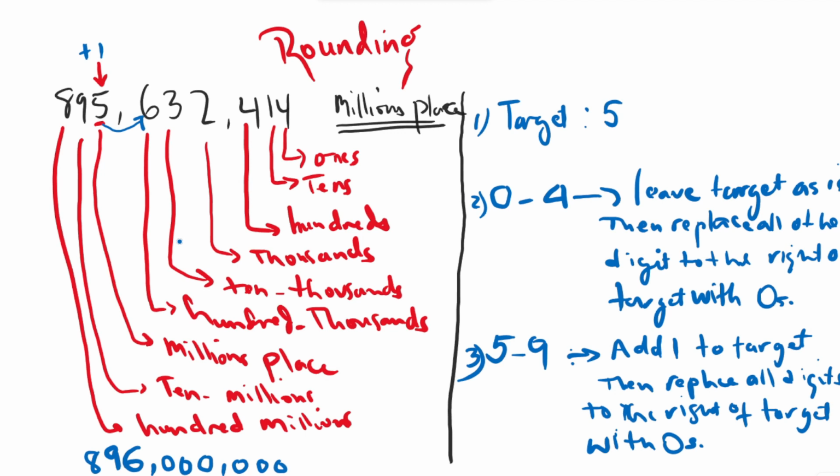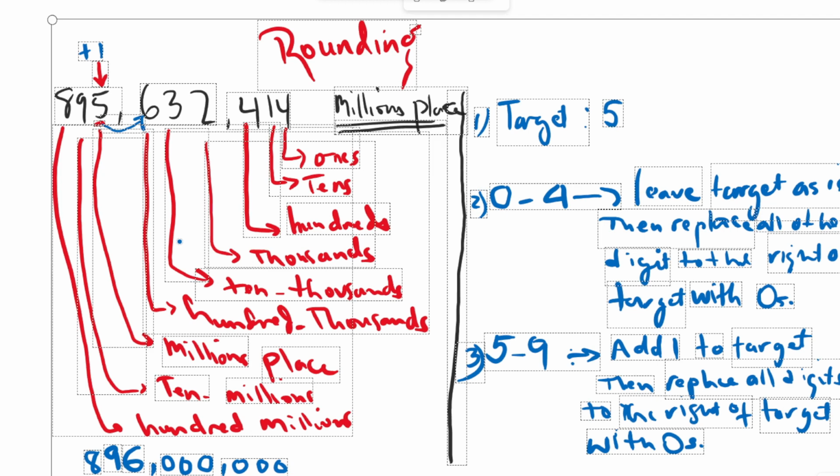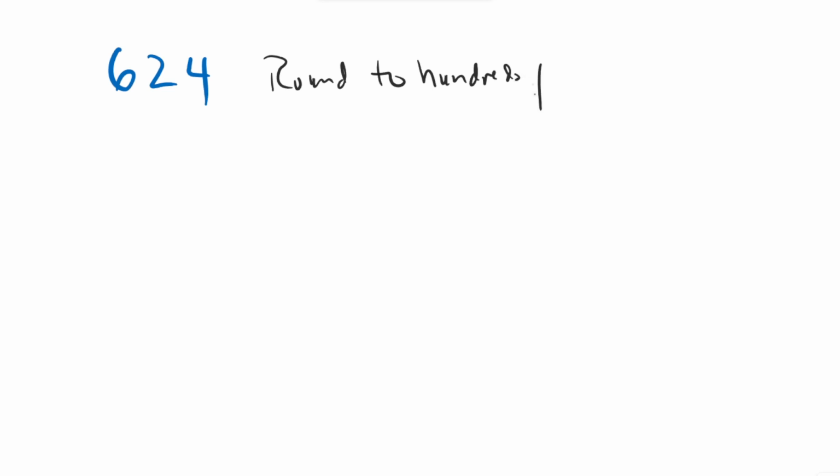So let's go and do another one. For example, let's say I give you 624, and they want us to round this to the hundreds place. Round this one to the hundreds place.